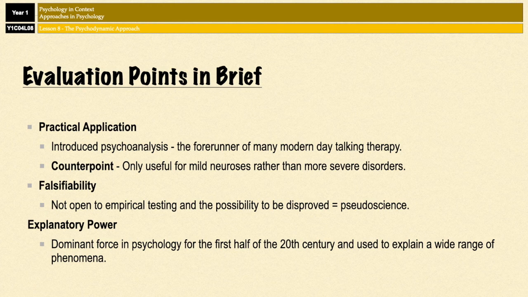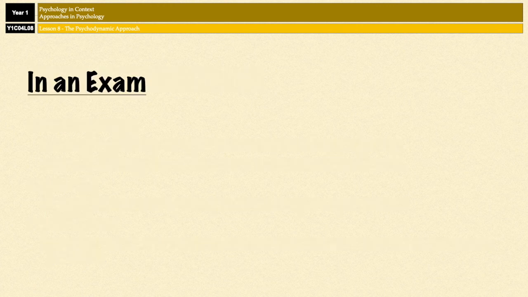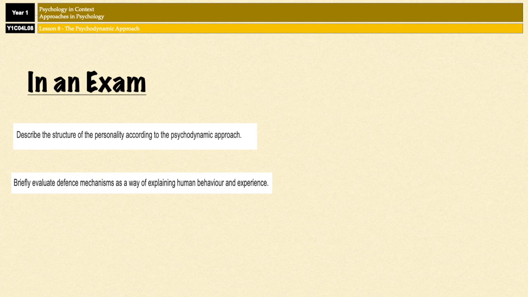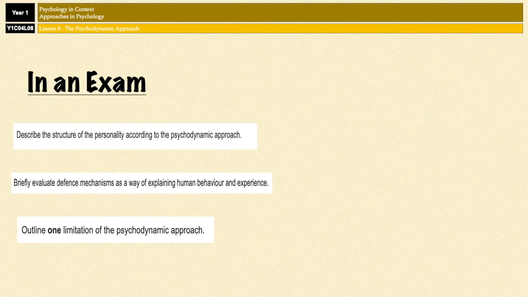So, just to finish off then, let's have a look at how this has come up in an exam so far, just so that you know what could come your way. So, just to start us off, we've got a couple of standard bread and butter short answer questions. Describe the structure of personality according to the psychodynamic approach is obviously referring to the id, the ego, and the superego. Briefly evaluate defense mechanisms as a way of explaining human behavior and experience. Okay, that would be a nice little opportunity to use your falsification evaluation point, because defense mechanisms happen unconsciously.